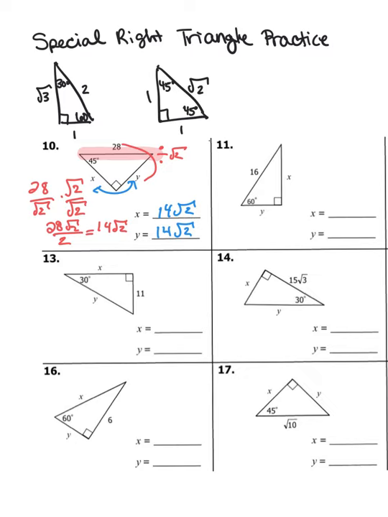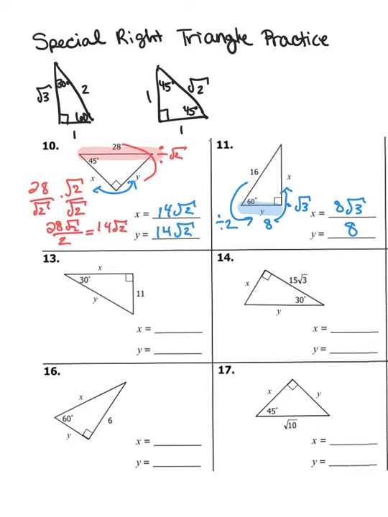For my 30-60-90 triangle, I'm being given my hypotenuse. Now, I always want to refer back to my short leg. So to go from my hypotenuse to my short leg, I want to divide by 2. So 16 divided by 2 is 8. To go from my short leg to my long leg, I want to multiply by the square root of 3. So 8 times the square root of 3 is 8 square roots of 3.